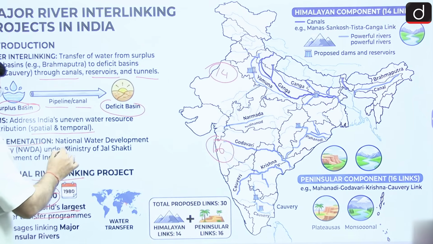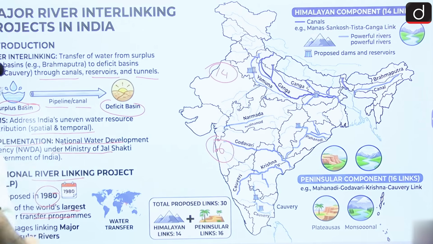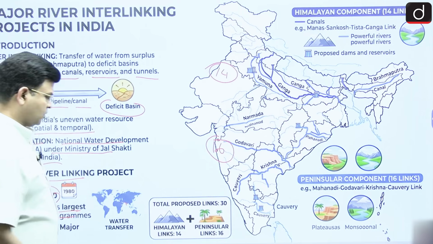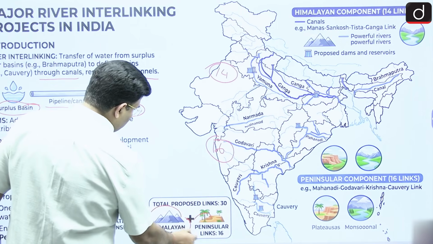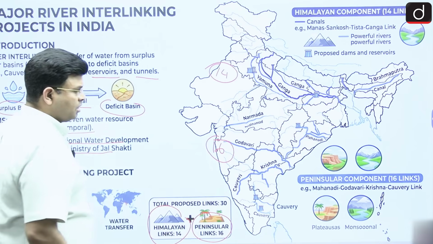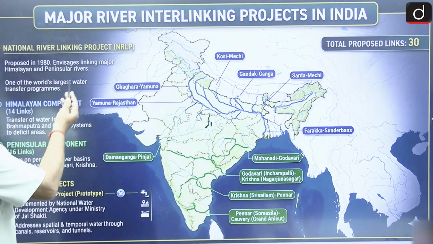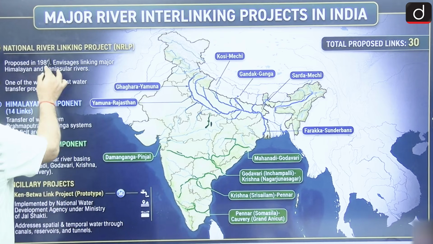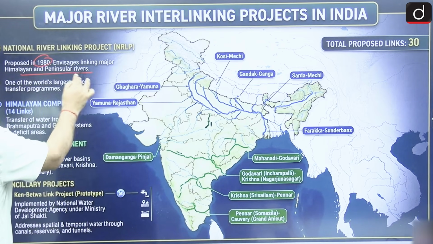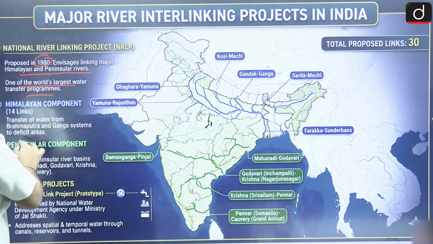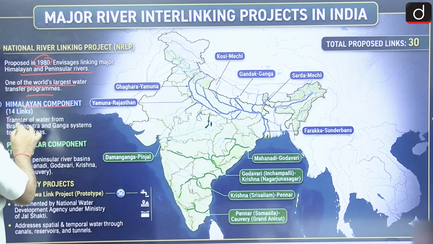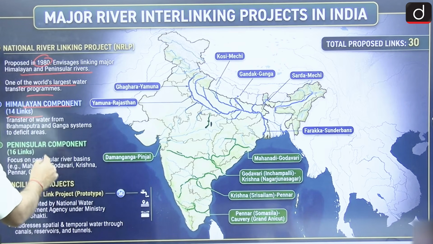And what is the implementation? The National Water Development Agency, under the Ministry of Jal Shakti, Government of India, is working on it. There are 14 Himalayan links and 16 peninsular links. The National River Linking Project was proposed in 1980, linking major Himalayan and peninsular rivers, one of the world's largest. The Himalayan component has 14 links, and here the major rivers are the Brahmaputra and Ganga system.